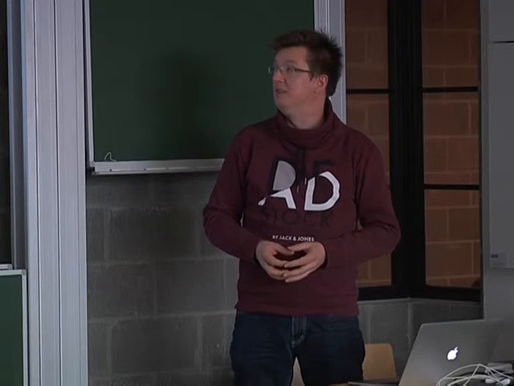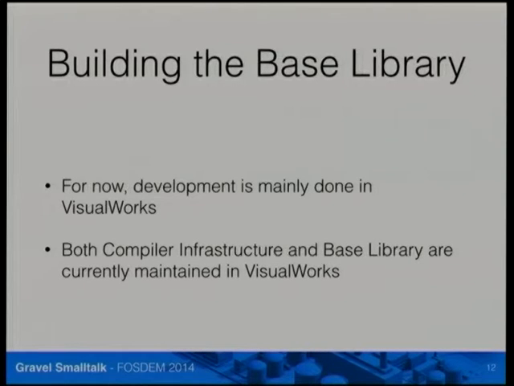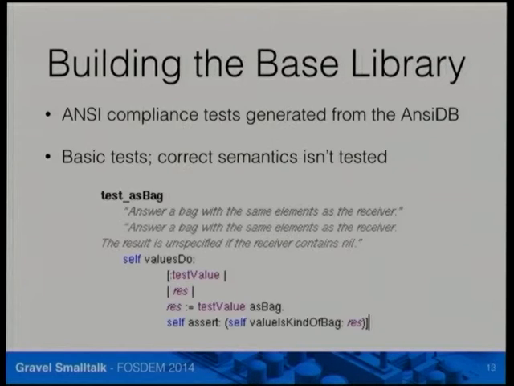Next, to get Gravel running, we need some sort of base library. What we are actually doing is recycling: we are using the ST80 base classes from Squeak. We are getting that source code from Squeak, importing it in special packages in VisualWorks, and then writing all that code out of VisualWorks again.